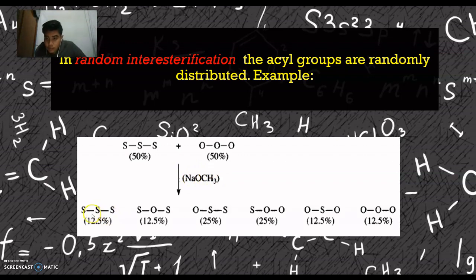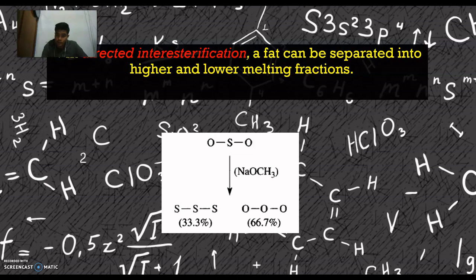Okay, this is the product of the random interesterification. Okay, you see this is tristearine, and this is the mixture of S and O here. Okay, this is the product of random interesterification. Okay, and then the last one is the directed interesterification.